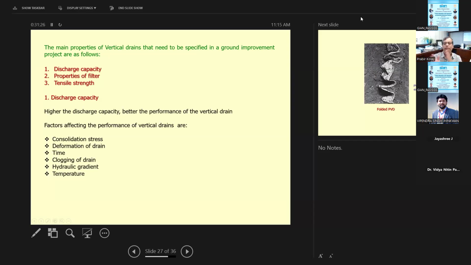Obviously the permeability of the filter should be more than the permeability of the soil. Otherwise, what is the purpose? So you need to do that. Usually the soil to be treated by PVD has very low permeability, so the requirement should be easily met in most of the cases.